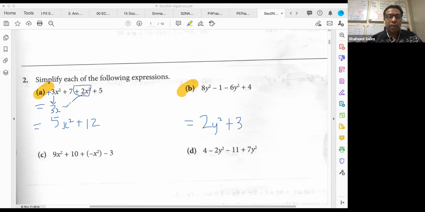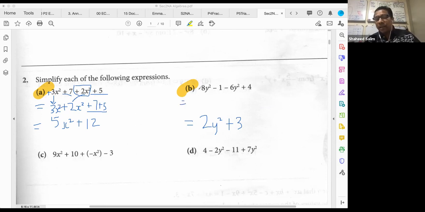So I will copy like that. Why? I want to make sure my brain is able to understand. Then I copy down here plus 7 plus 5. So I just copy plus 7 plus 5. 7 plus 5, I get 12. You see? Then 3x squared plus 2x squared, there's a square here, is 5x squared. So congratulations, Ryan. This is 5x squared. Well done.